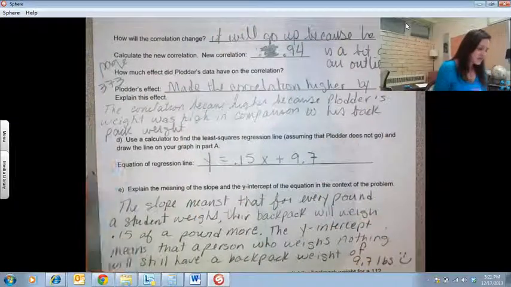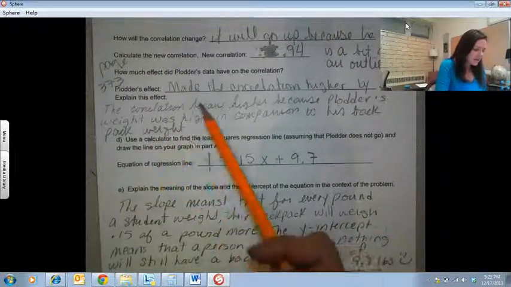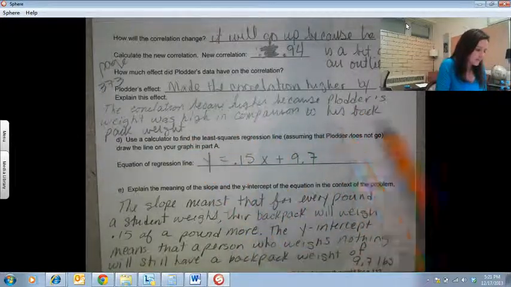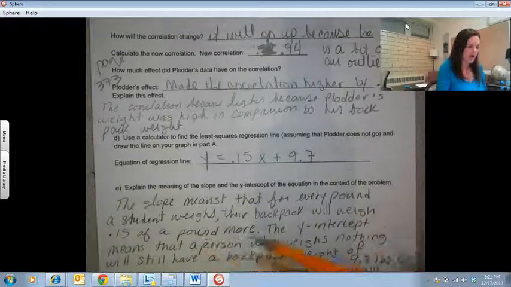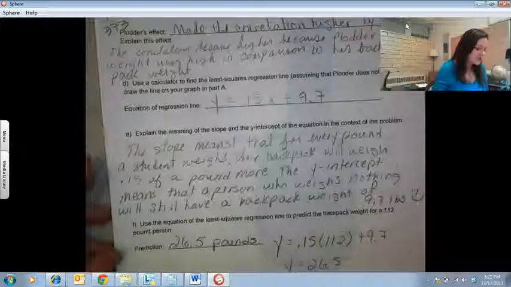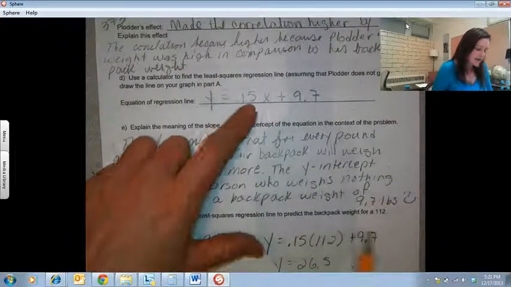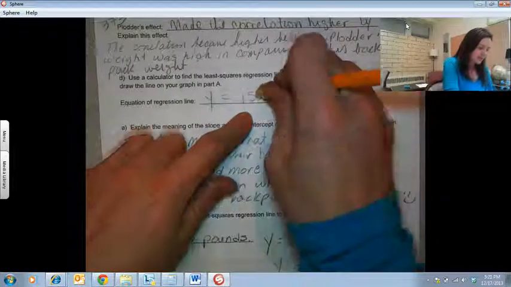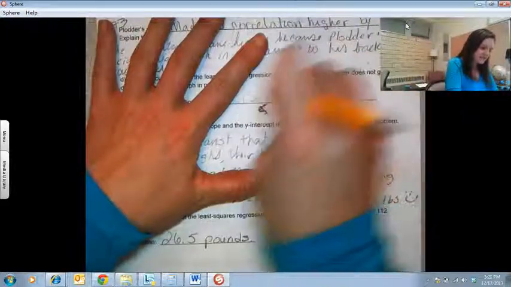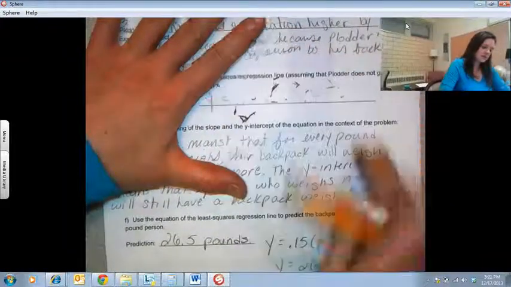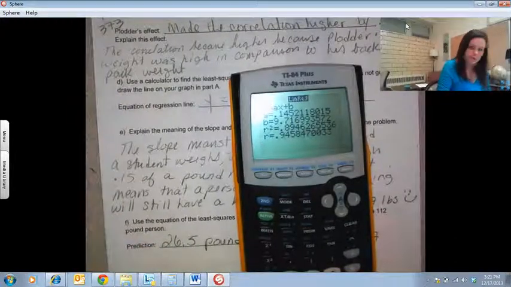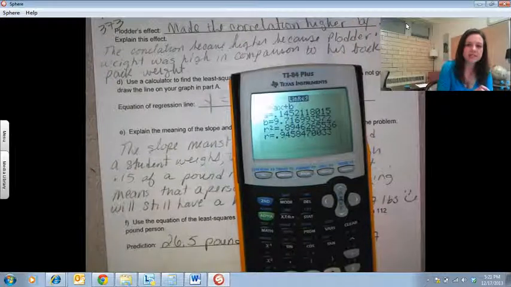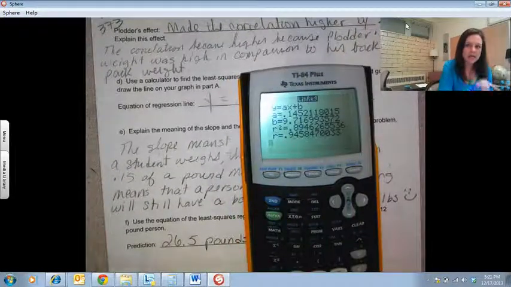Good. Explain this effect. I said the correlation became higher because Plotter's weight was high in comparison to his backpack weight. And like we know, outliers really affect the correlation. Okay. Now, the equation of regression line, I think this one was based on the wrong information that I put there. So let me erase this. Okay. But it should still be, this question is worded a little bit weird. I don't know if it wants me to use Plotter's data or not. I'm going to go ahead, go back and put it in.